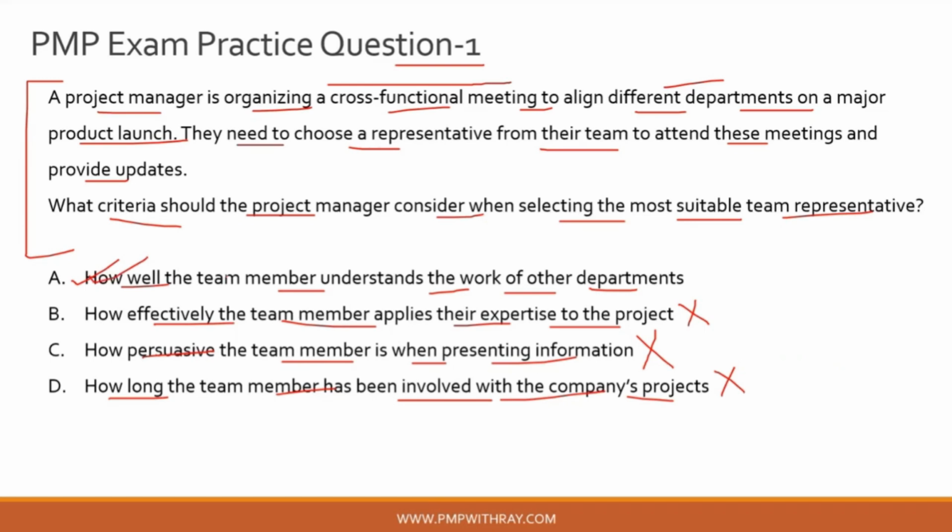is option A, which is you should be trying to select a person based on the consideration of how well this team member understands the work of other departments, because having that understanding is the key to represent your team in that meeting or in that cross-functional platform, so that at least you become an inherent part of the overall project, or let's say the overall portfolio of the program that your project is a part of.